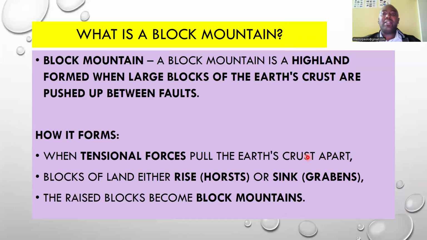A block mountain is a highland formed when large blocks of the Earth's crust are pushed up between faults. It's formed when tensional forces pull the Earth's crust apart. The blocks of land either rise, that's the horst, or sink, the grabens. The raised blocks become the block mountains.